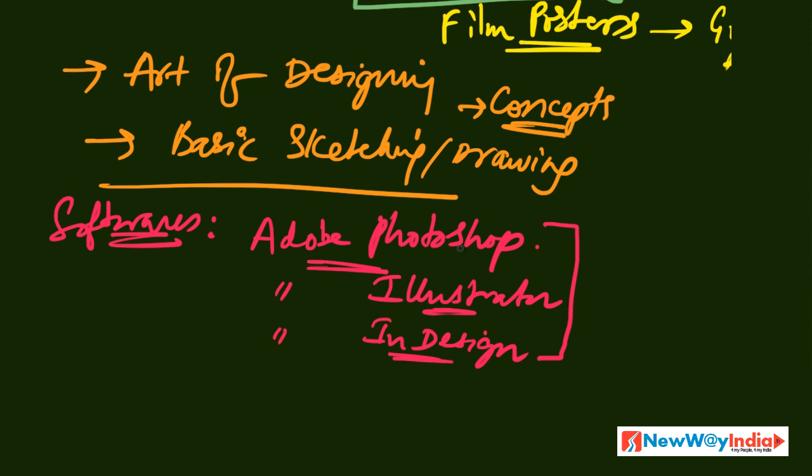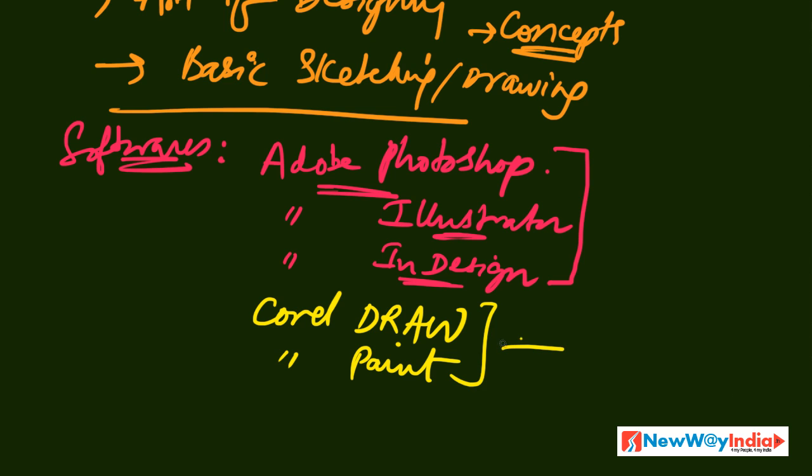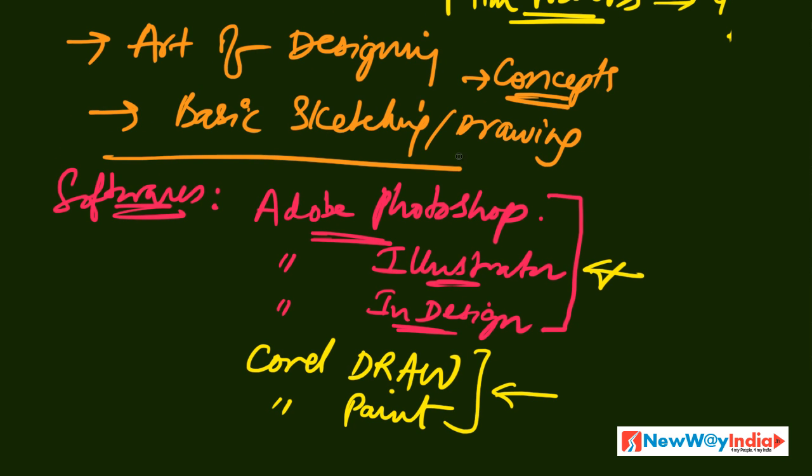Then there are another two softwares from Corel company: Corel Draw and Corel Paint. Maybe some other softwares may be there in the industry. You need to learn based on the need. You don't need to learn all the softwares, but if you learn Photoshop, Illustrator, and InDesign, learning software is very easy. You can learn it within a month. But learning the concepts of art, designing, sketching, and drawing takes actual time and observation.